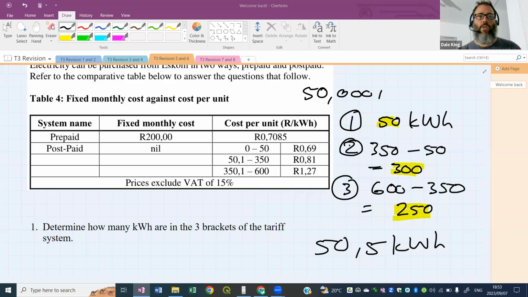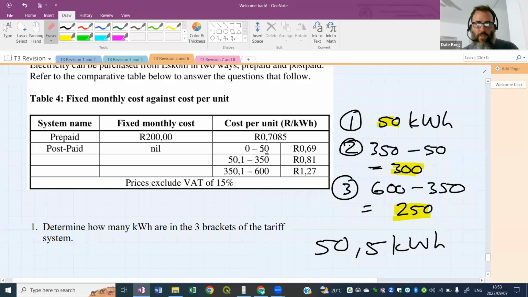So question one says, how many kilowatt hours are there in each bracket? In the first bracket from 0 to 50, we can see they're written on the side. The first bracket has 50 kilowatt hours. 50 minus 0 is 50. Second bracket from 50,1 to 350, which is the same as just over 50 to 350, we've got about 300 kilowatt hours there. And in the last one, from 350 to 600, we've got 250 kilowatts in there. So we've got 50 in here, 300 in here, and 250 in here.